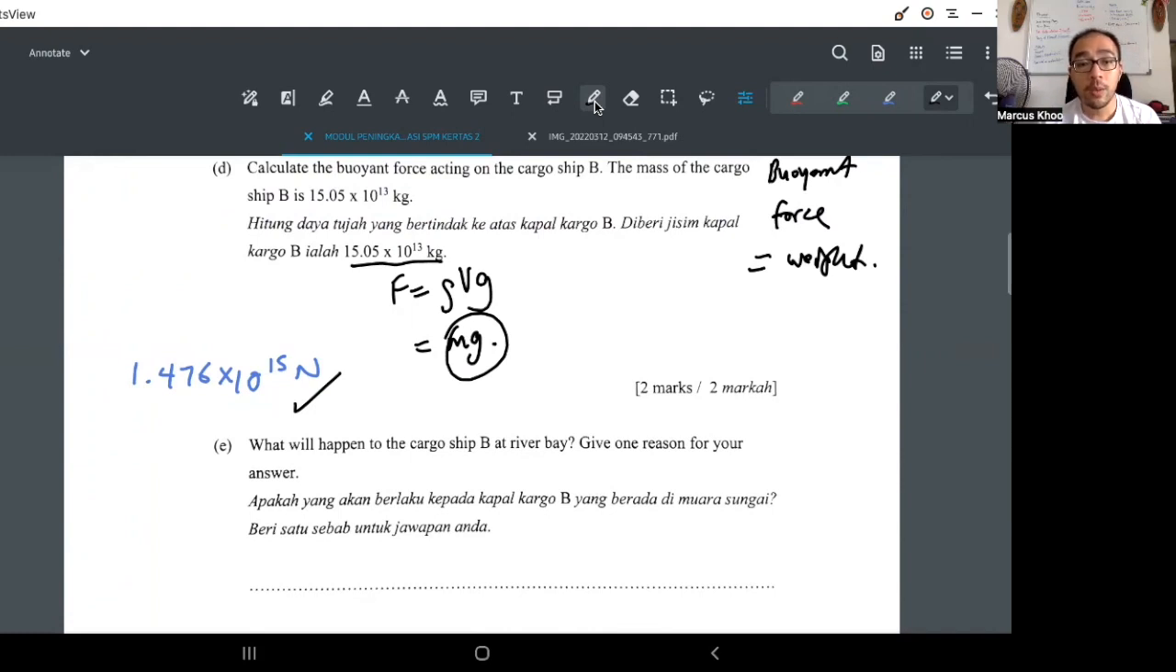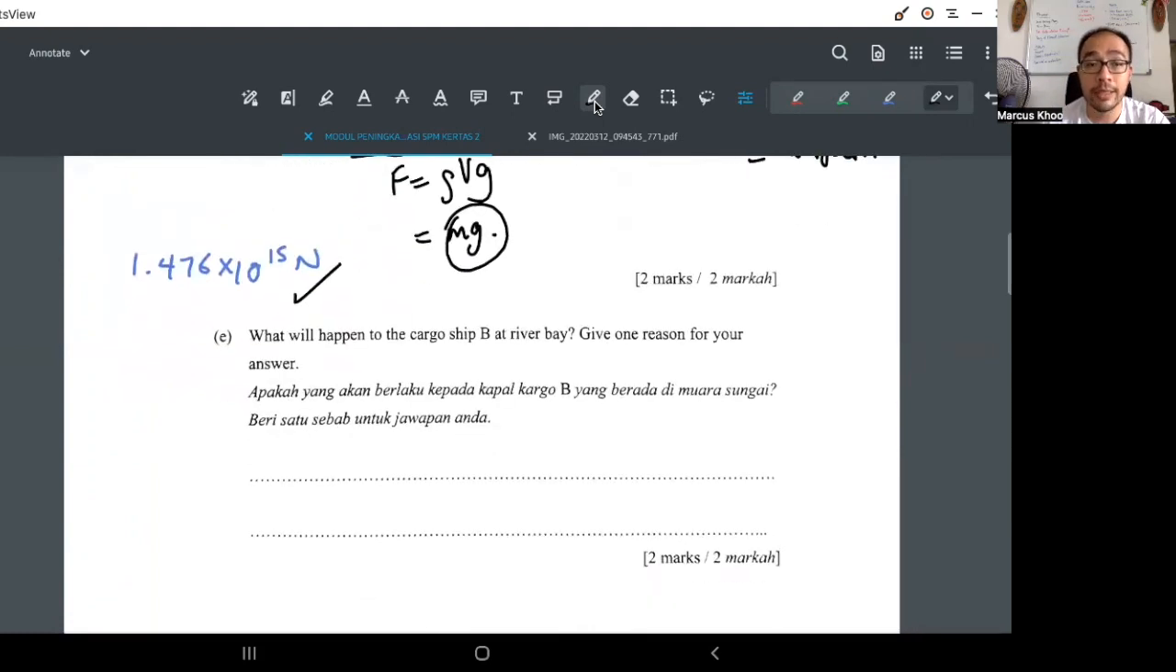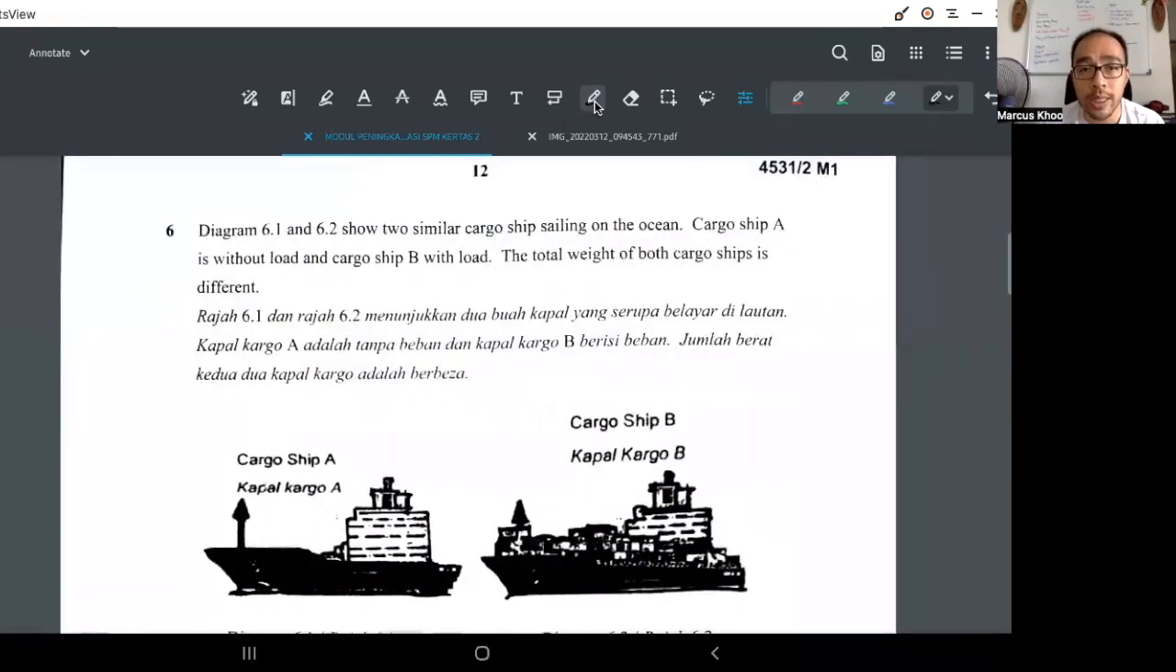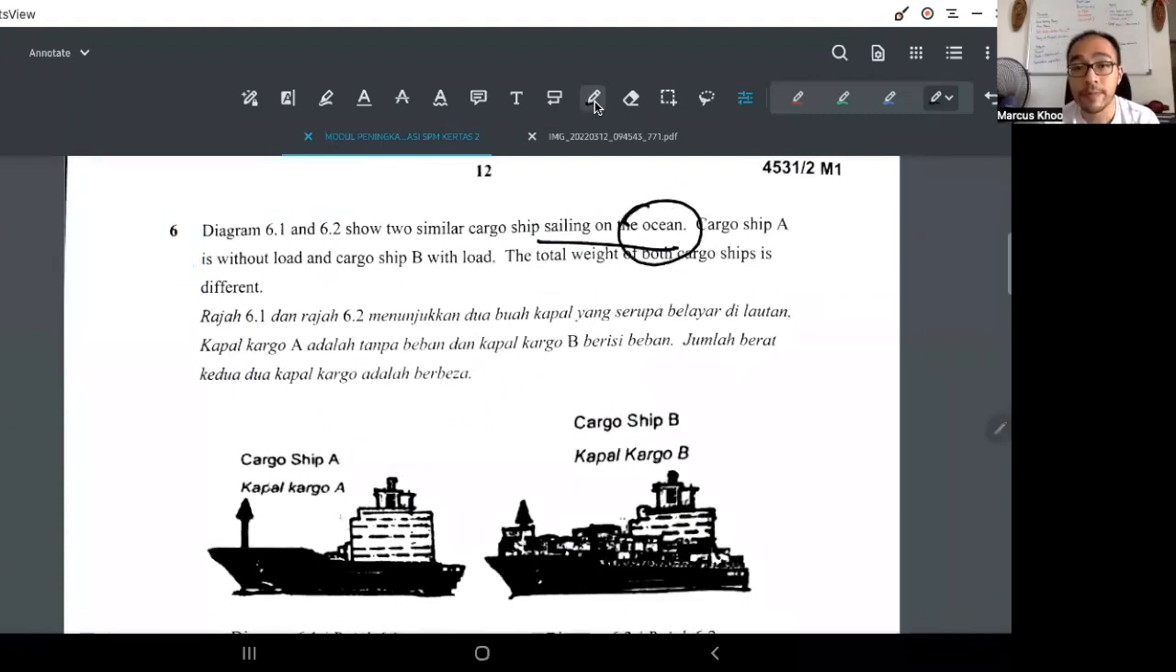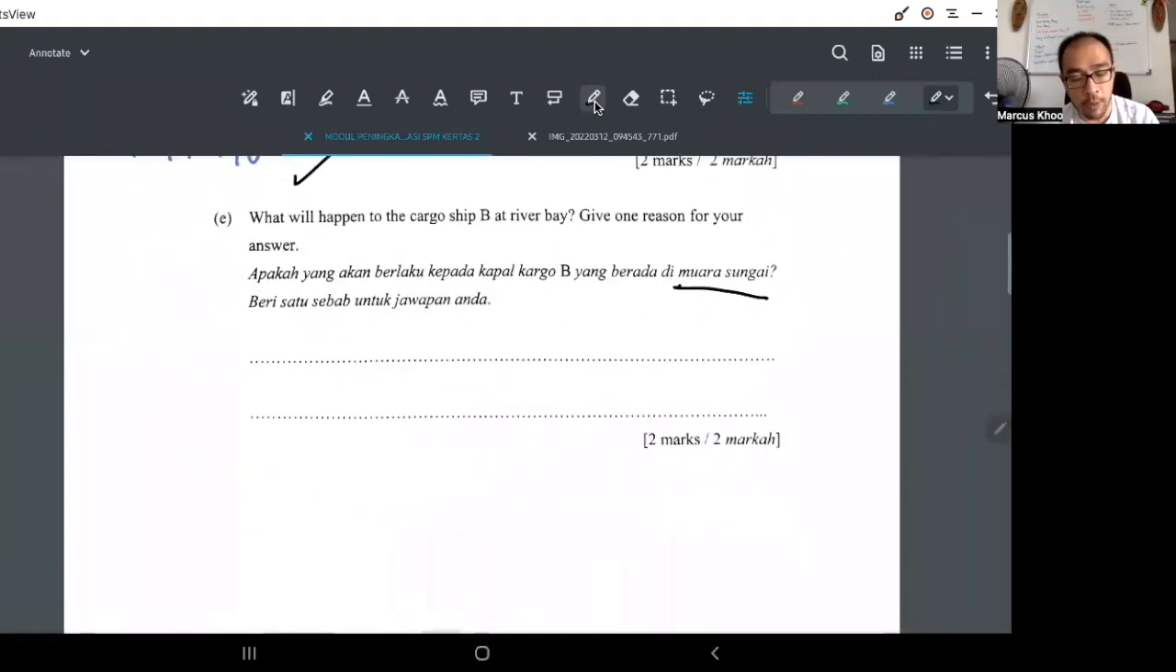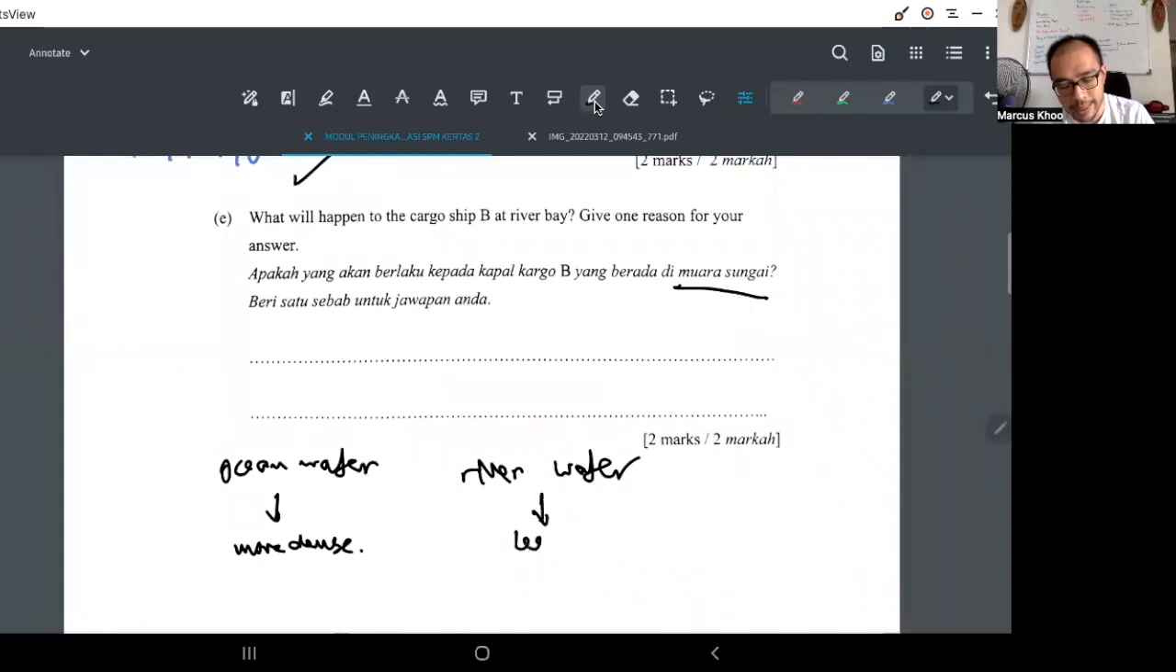Okay. Now, what will happen to the cargo ship B at the river bay? Okay, di Muara Sungai. Okay, give one answer, give one reason for your answer. Okay, so let's take a look at this. Originally is in the ocean. Okay, so you're talking about the comparison between ocean water and river water. Okay, ocean water and river water. So what we need to know is that ocean water is more dense and river water is less dense.